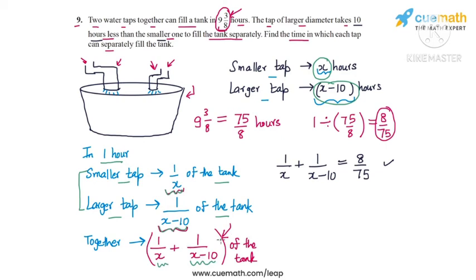Okay, so this is the fraction in terms of x. But we also know that when the two water taps run together, they fill up the whole tank in 9 and 3/8 hours, which is 75/8 hours. So that means that in 1 hour the two taps will fill up this fraction, 1 divided by 75/8, or 8/75, of the tank. So we have this fraction in terms of x and we have this fraction's numerical value. So we equate the two and we get this equation in x. And now all we need to do is solve this equation and find the value of x. So let's do that now.